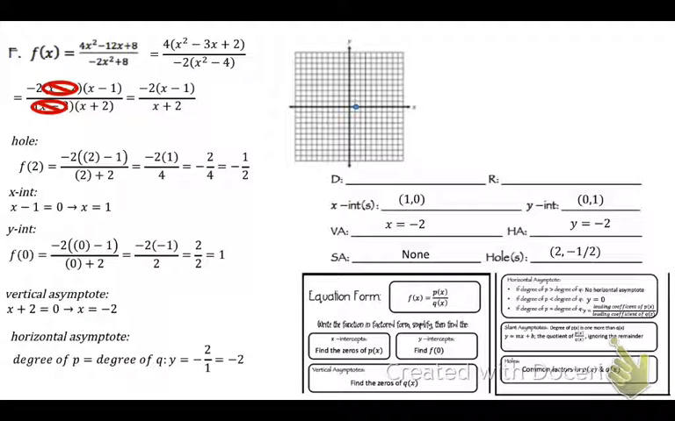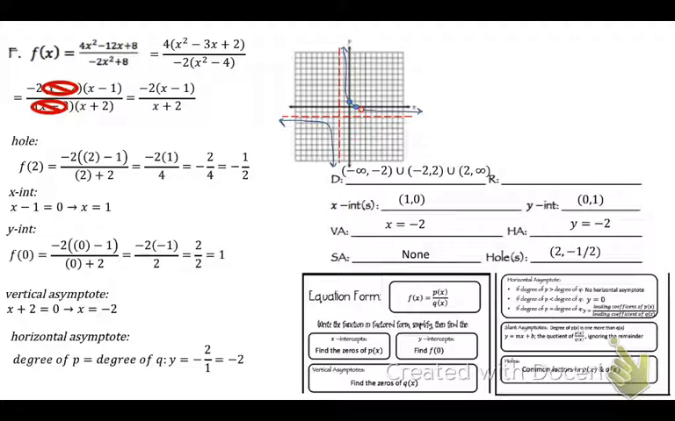So I'm going to graph that. (1, 0) right there. (0, 1) right there. X equals -2, there's that asymptote. Y equals -2, there's that. And then a hole at (2, -1/2) right there. Then we can draw that, and we can draw that.